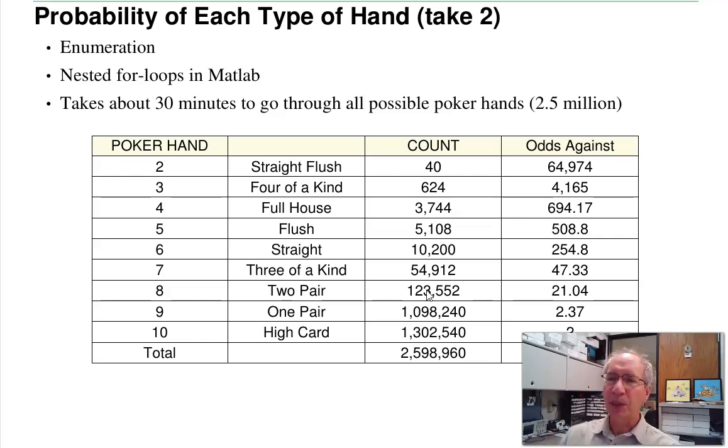Go through every possible hand. There's 2.5 million hands you have to go through. For each hand, I'll write a program and count. As I go through all combinations, is that hand a straight? Is it a flush? Is it 3 of a kind? Count, and I'll get exactly the same answer that I get with Wikipedia. That's enumeration.